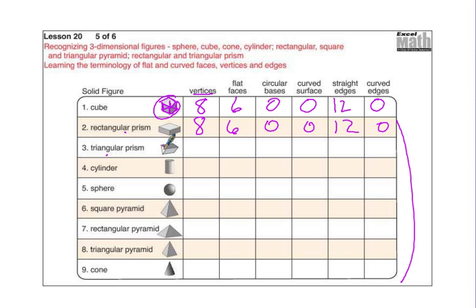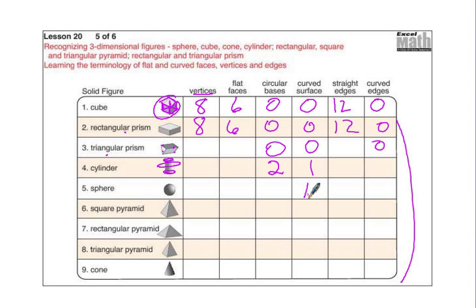A triangular prism, you have a triangle on each side, and there's nothing curved on it. Circular bases are curved. I'll show you the answers to that in a second. Now in a cylinder, we do have these two curved bases, circular bases, and so I put 2 for that one. And we have this one curved surface that goes around the outside. On a sphere, there are no bases on that. There's just a curved surface.